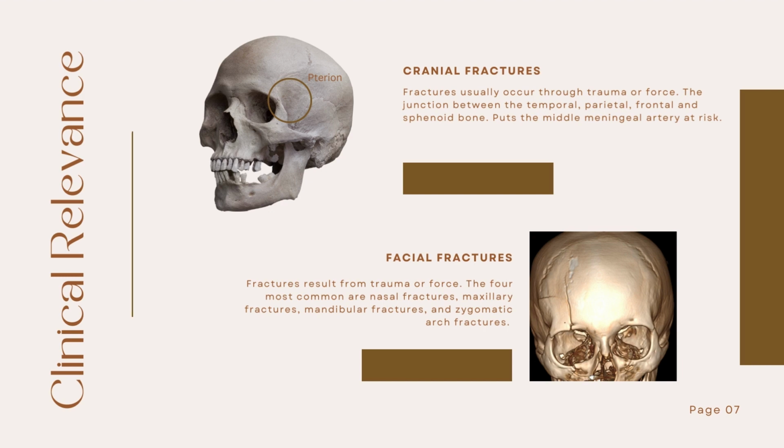This is already a weaker point because it's the junction between many of these bones, and right under it lies the middle meningeal artery. So fractures, because this is a weaker part, it's more likely to be injured, and fractures to this area may actually injure the vessel, causing a rupture and then causing a bleed.